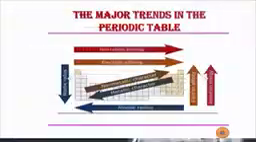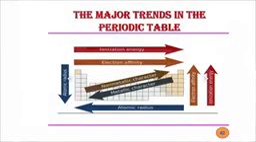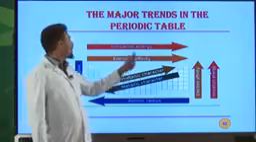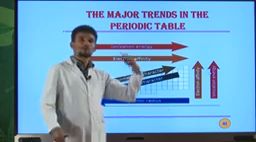The second one is the major trends in the periodic table. As you can see from this picture, electron affinity and ionization energy are directly proportional. Atomic radius is inversely proportional to electron affinity, and it is also inversely proportional to ionization energy. So down the group, atomic radius increases. These are all major trends in the periodic table. They are also named as periodic properties. We are going to discuss these one by one.